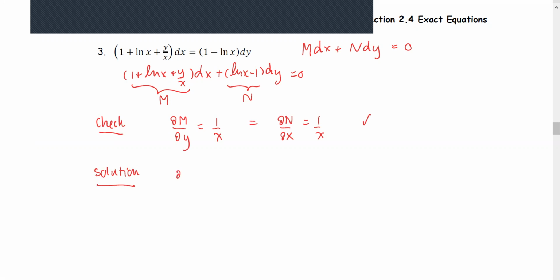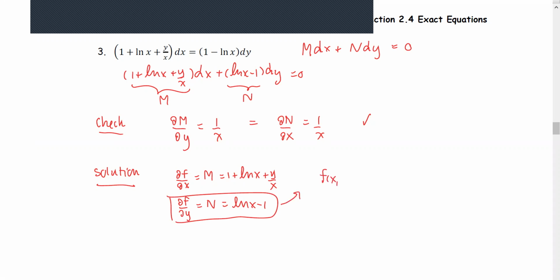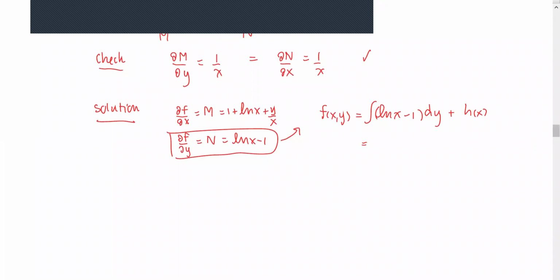To find the solution, we recall the partial of the solution with respect to x is the expression M, which is 1 plus natural log x plus y over x. And also the partial derivative of the solution with respect to y is the N expression, or natural log x minus 1. So we are going to find the antiderivative of either M or N to get the solution. So I'm going to work on the N expression. So the function f(x, y), or the solution, is the antiderivative of log x minus 1 with respect to y plus the function h(x) as the constant of integration. Therefore, our f(x, y) is y times natural log x minus y plus h of x.